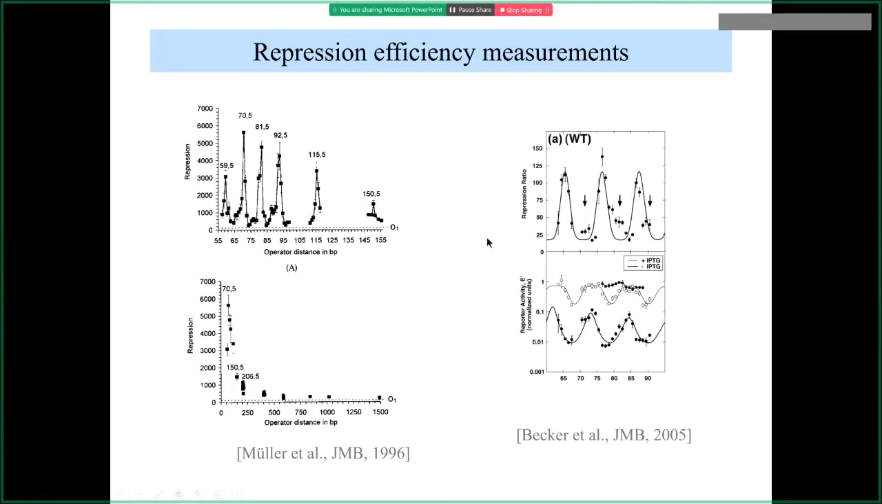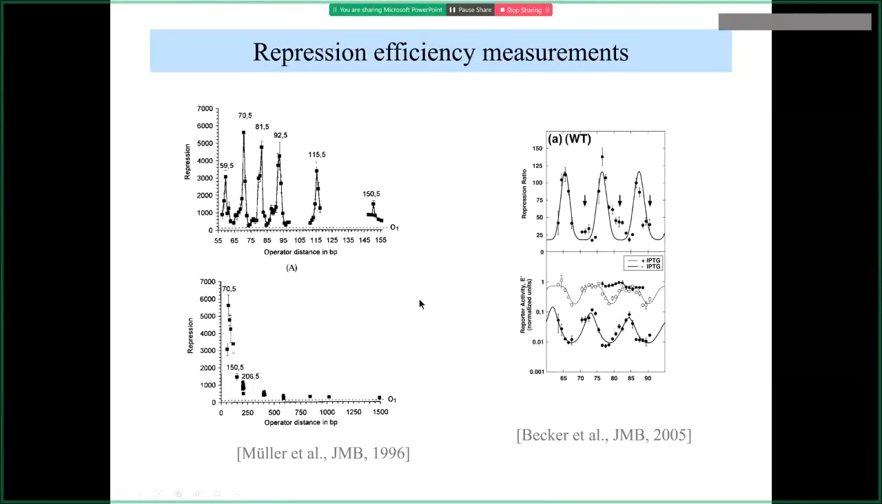And you can do various types of experiments to confirm that. These are older experiments on constructs. There are newer experiments as well. So the question is, how does one explain this periodicity and also the efficiency of the repression, which is small for short loops and then goes up and then decays and then relaxes again. So there's a size of the loop around 70 base pairs, which is the most efficient for repression.